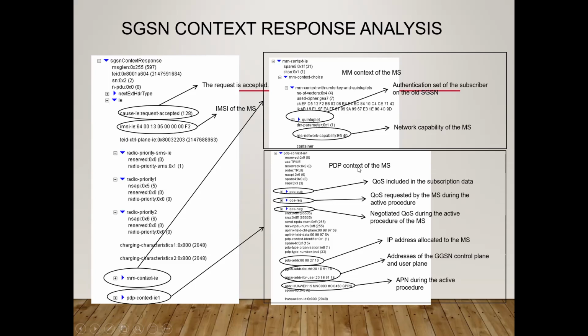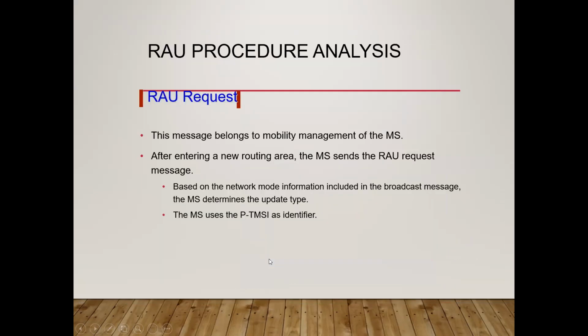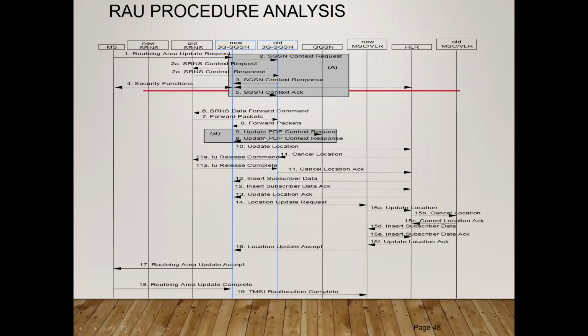And in the PDP context, it will give the quality of service information. It is going to give the IP address that is allocated to the MSISDN. It is going to give the GGSN control plane and user plane IP address on which the old SGSN was communicating. So the new SGSN can then communicate with the same GGSN via the update PDP context. And this is the APN that the user was using. Based on all this information, the new SGSN is going to send this update PDP context request. So it has this information from the old SGSN that it will update to the GGSN.